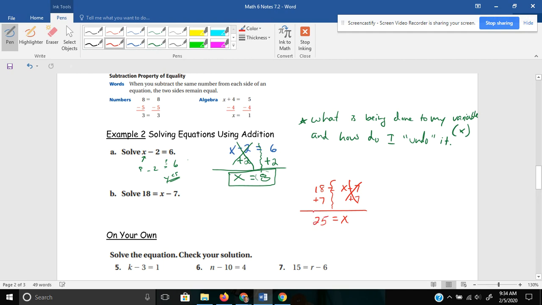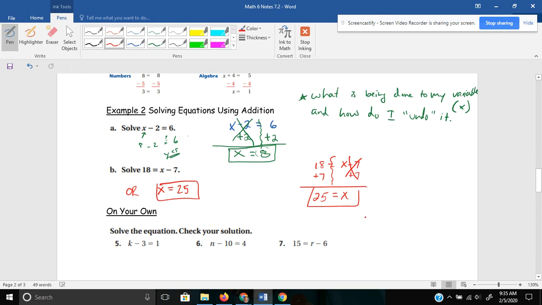And you might say, does it matter that my 25 comes first or my x comes first? No, that makes no difference. You could write it as x equals 25. And that's the same thing as 25 equals x. But the order of those does not matter.